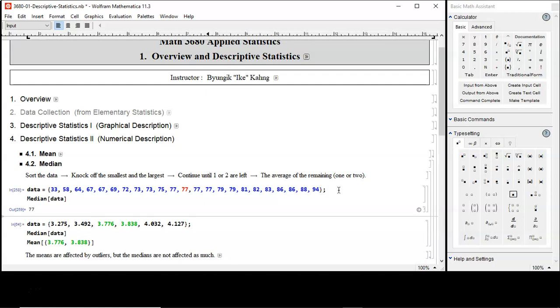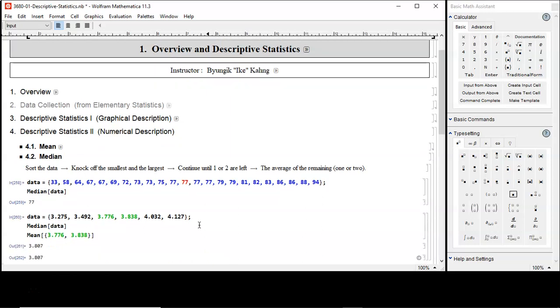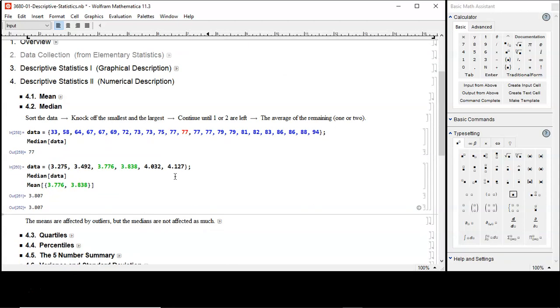But if you have an even number of data, in that case, you're going to get 2 middle numbers, and you have to take the average of those 2, the middle of those 2. You see? Here I have 6 numbers, and knock off the smallest 2 and largest 2, and then we're going to get these 2 green numbers. And the median is the middle of the 2, the average of the 2. So the average of these 2 versus the median of this data set, they're the same, 3.807. Please check.